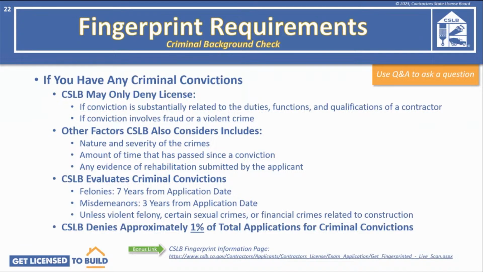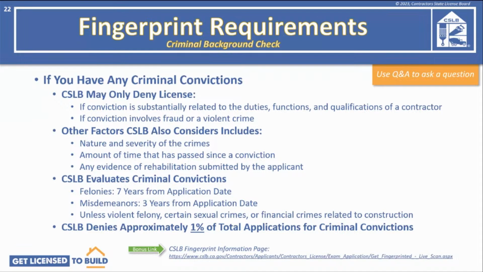So what happens if you have a criminal conviction? CSLB may deny your license for the following reasons. First, if your conviction is substantially related to the duties, functions, and qualifications of a contractor. Also, if your convictions involve fraud or a violent crime. There are other factors CSLB also considers. They are the nature and severity of the crimes, the amount of time that has passed since a conviction, and any evidence of rehabilitation that you submit to CSLB.